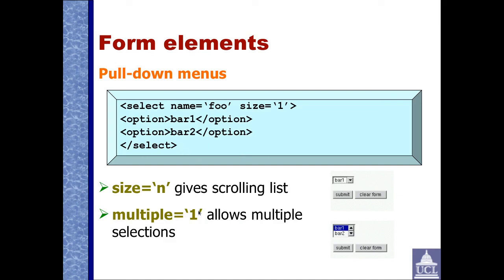If we set the attribute multiple equals 1, it allows us to click multiple options at the same time, which you would do by holding down the control button while clicking on the different menu items. Now again, what will happen is that in the CGI script it will be able to see this kind of variable with the name here of foo, and then that will be set to one of these.